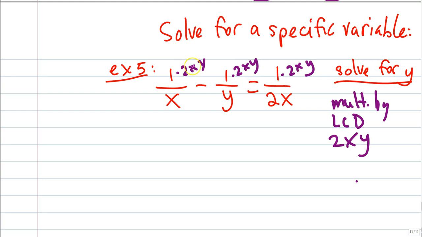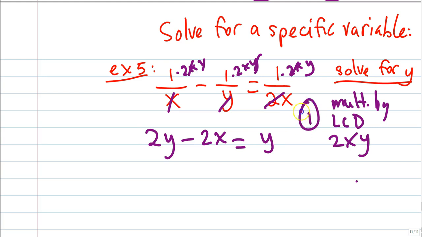What does that do for us here? Well, the x's are gone, here the y's are gone, and here the 2x and 2x are gone. That leaves us with y minus 2x is equal to y. Did I mess up somewhere? Yeah, the first one's a 2y. Okay. So that's step 1. We're going to clear out the fractions still.